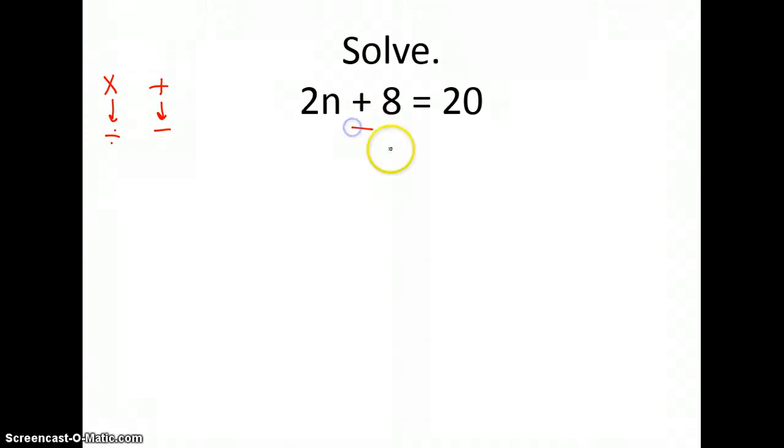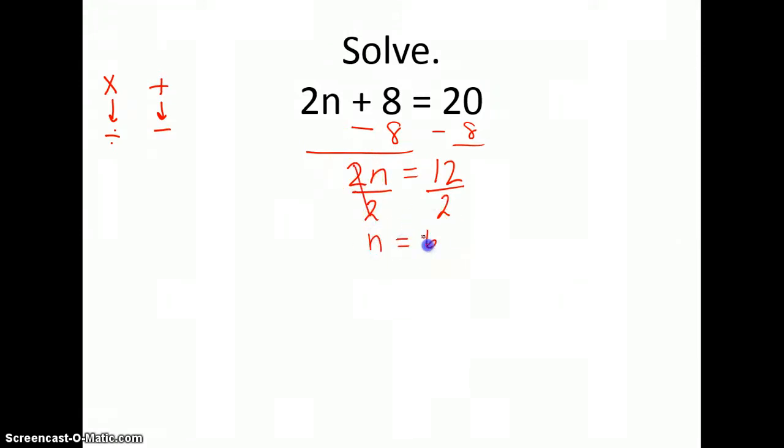So the first thing I'm going to do is subtract 8 from both sides, and I do that to keep a balance. That leaves me with 2n on the left and 12 on the right. Now I need to divide both sides. So I'm going to divide both sides by 2, which leaves me with n on the left and 6 on the right.